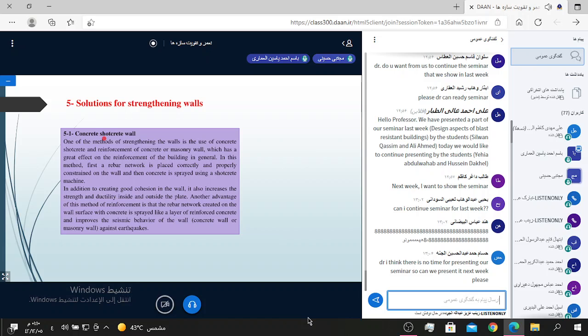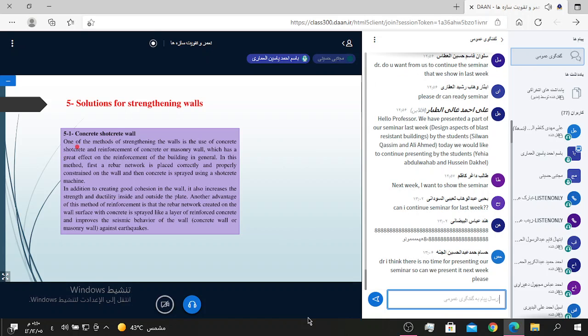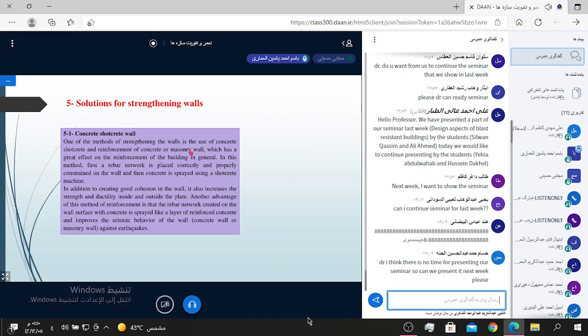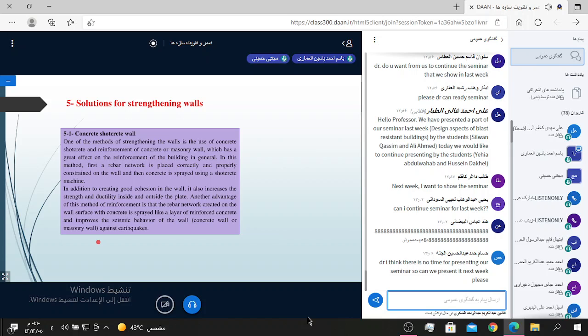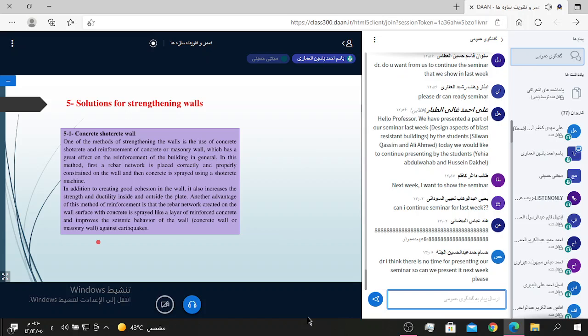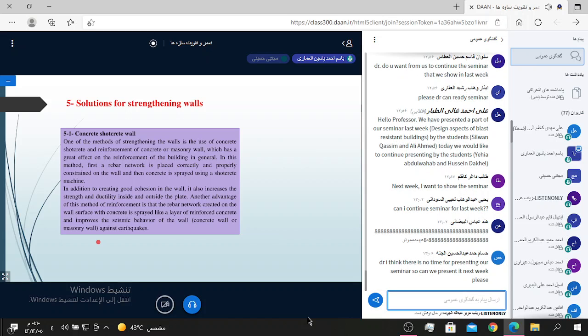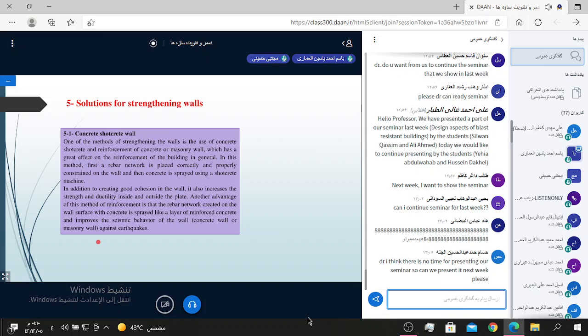Concrete shotcrete wall. One method of strengthening the wall is the use of concrete shotcrete, reinforcement of concrete or masonry walls, which has a great effect on the reinforcement of the building in general. In this method, the rebar network is first placed correctly and anchored on the wall, and then concrete is sprayed.